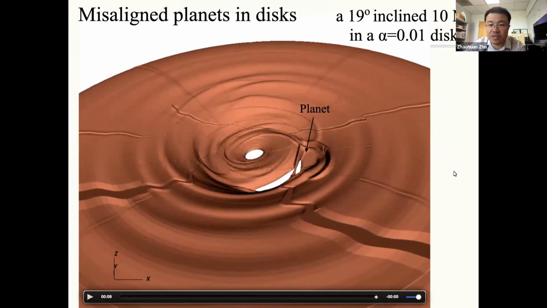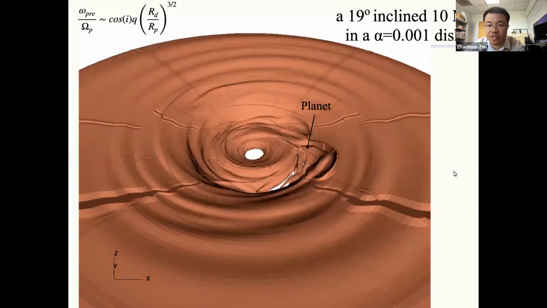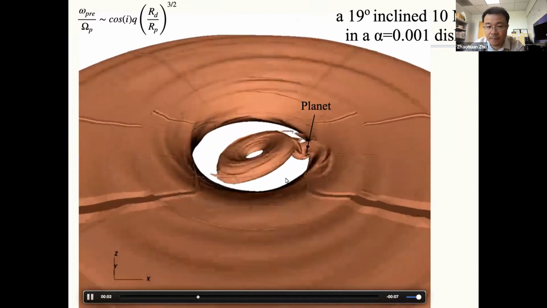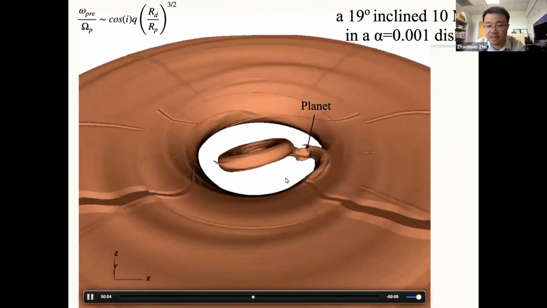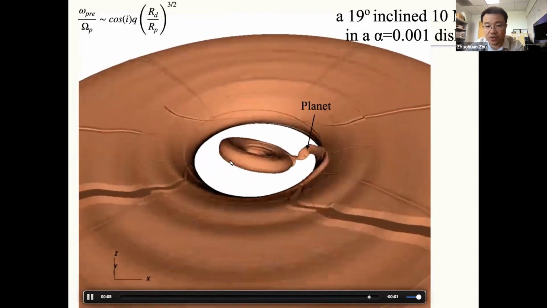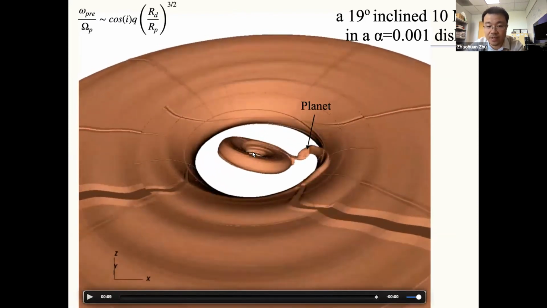If we carry out the same simulation but decrease the viscosity by a factor of 10, then the planet opens a much deeper gap, and the inner disk precesses at its own precession frequency. Eventually, it could lead to a much larger misalignment between the inner and outer disks.